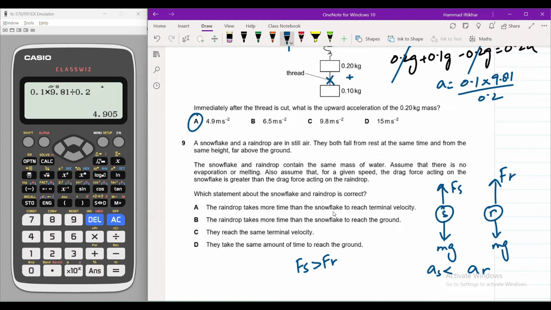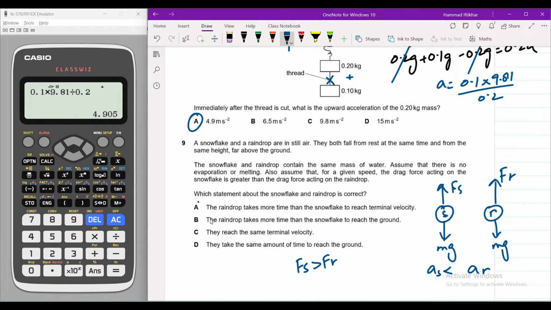So the raindrop takes more time than the snowflake to reach the terminal velocity. That is also correct because it's taking more time to reach the point where the drag force equals the weight. So I think that is the only thing that's correct.